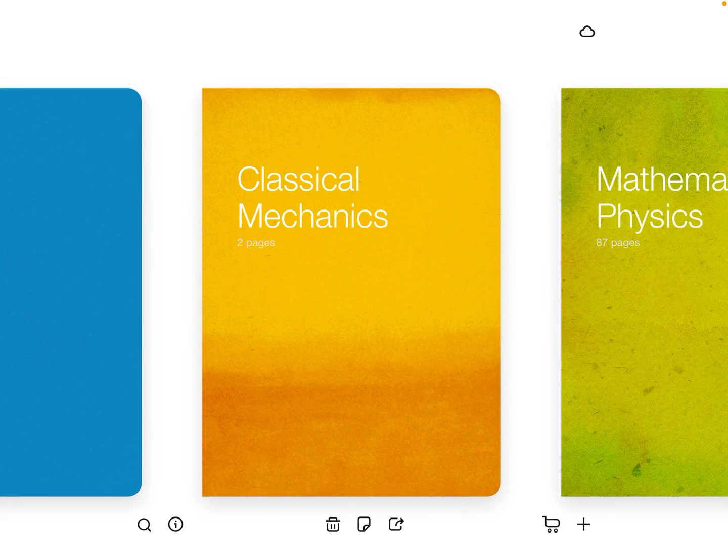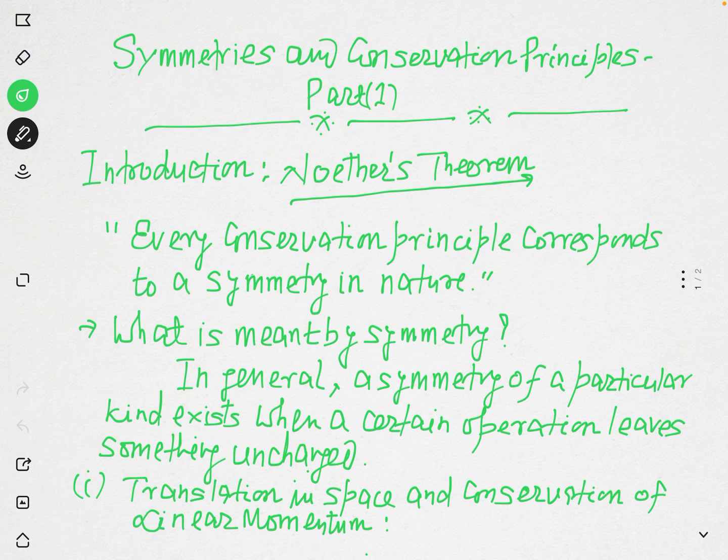In the Hamiltonian formulation of classical mechanics, today we are going to discuss a very important concept: symmetry and conservation principles in physics, or you can say conservation principles in nature. This is the first part of the lecture on symmetry and conservation principles. In this first part, we will see some introductory facts regarding symmetry and conservation principles.